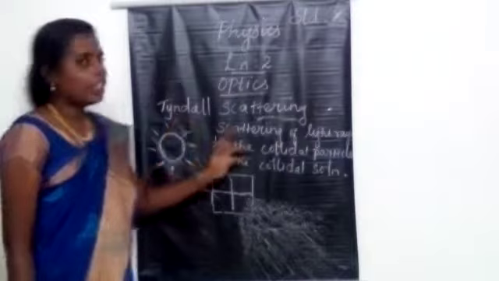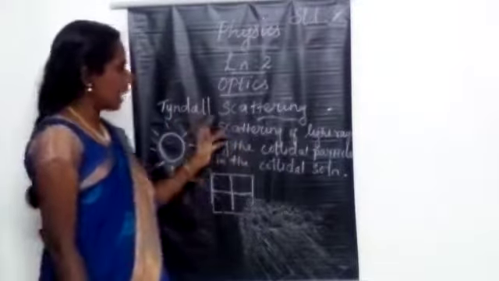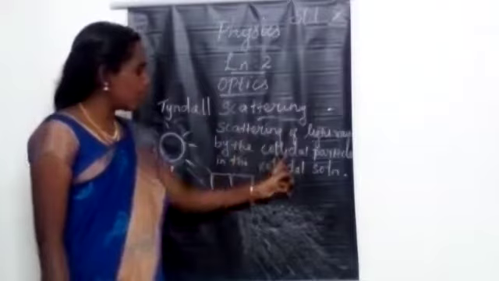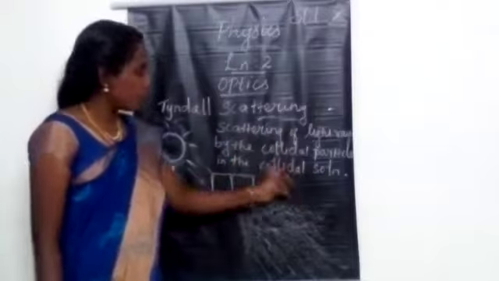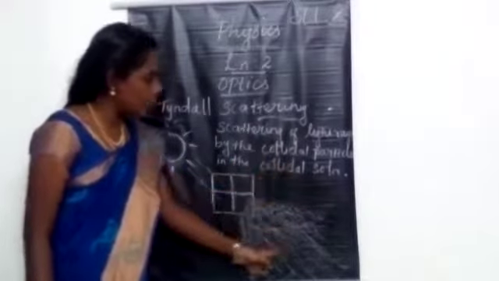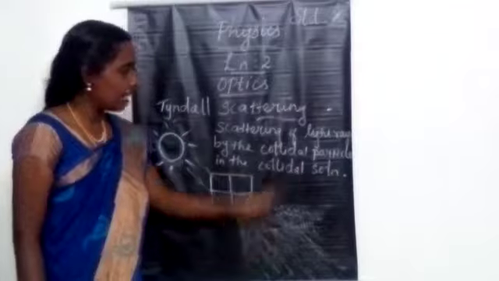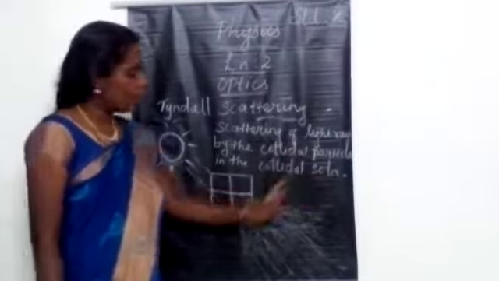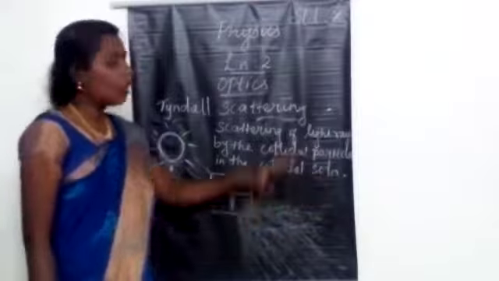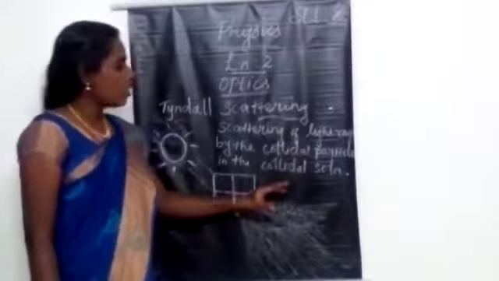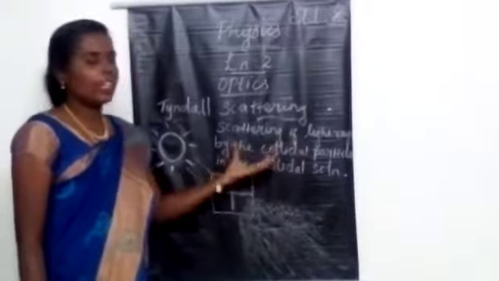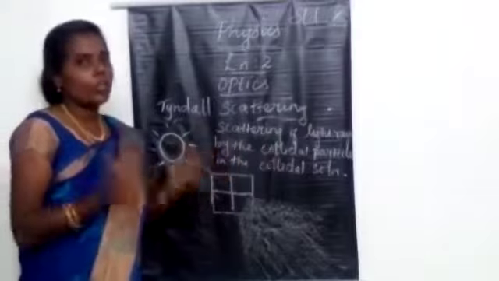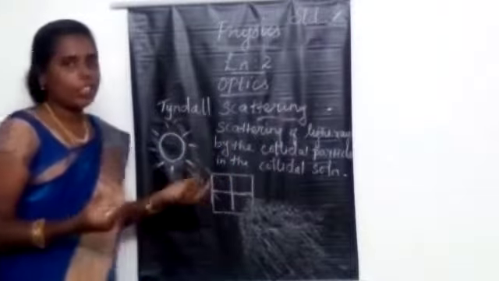Now we can see the definition. What is meant by Tyndall scattering? The scattering of light rays by the colloidal particles in the colloidal solution. So what are the colloidal particles here? All the dust particles are considered as the colloidal particles in the colloidal solution. The air as a whole is considered as the colloidal solution. Colloid means a microscopically small substance dispersed throughout the whole solution. That is called the colloidal solution.